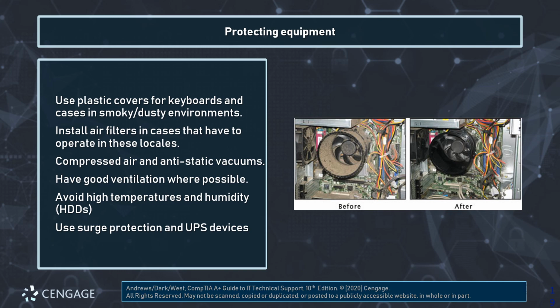Always make sure, of course, that you're using surge and UPS protection as well. UPS stands for uninterruptible power supply. It's able to continuously deliver power from a battery source in the event of the mains being cut off. And of course, surge protection is important to make sure that your devices don't get cooked in the event of a spike in voltage or amperage.